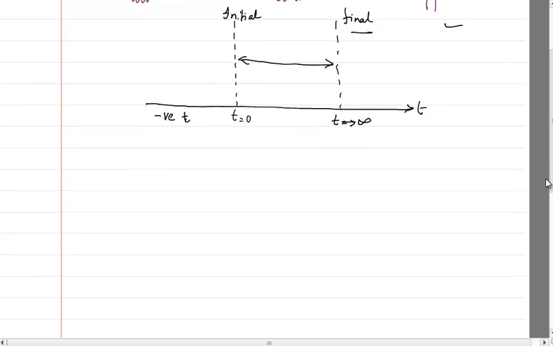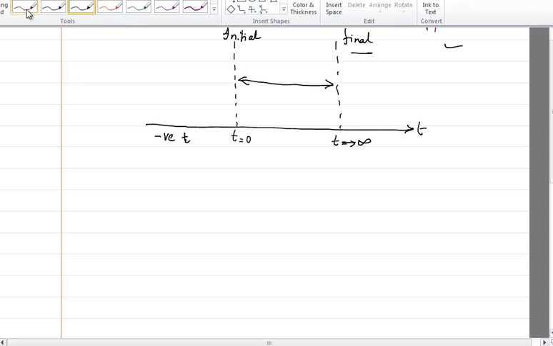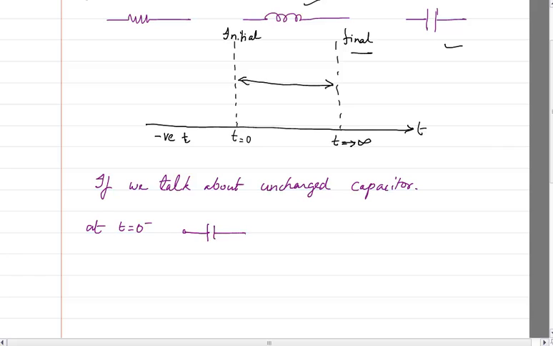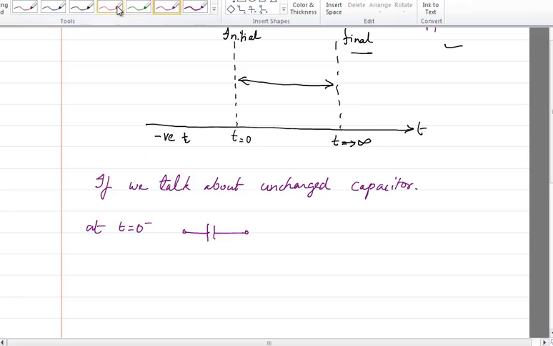Okay, so if we talk about an uncharged capacitor, then at t equal to 0 minus, that is just before the initial condition, we consider the capacitor to be uncharged. That is the main thing, it is uncharged.